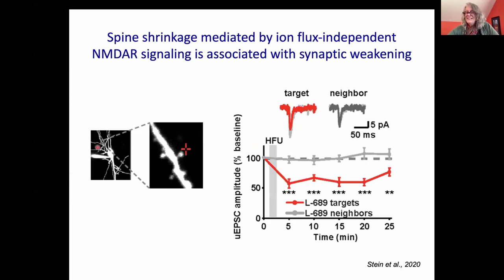And then Ivar just showed he did this exact same experiment now looking at functional electrophysiological recordings, and he showed that indeed in the presence of L689, he sees an LTD in these synapses that are stimulated by glutamate, even though there's no current flowing through the NMDA receptor at that time.